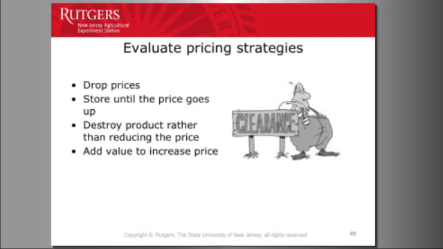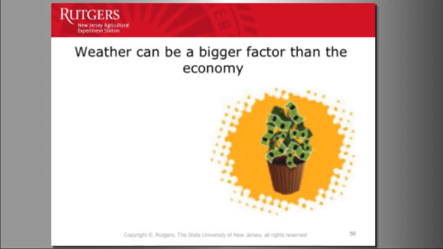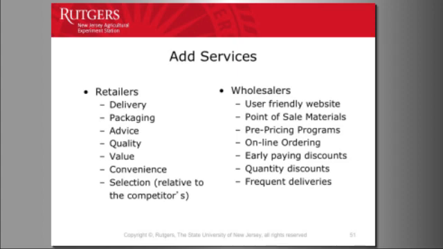That's what I call making lemonade out of the lemons. Just like with Ari and his biofuels, a lot of times in a crisis you come up with something very innovative and profitable. Like I said, weather can be a bigger factor than the economy in this business. Some things you can do are add services for retailers: delivery, packaging, advice, quality, value, convenience, or selection. For wholesalers, you want a user-friendly website, point-of-sale materials, pre-pricing programs, online ordering, early paying discounts, quantity discounts, and frequent deliveries. The list can go on, but those are just some ideas to toss out there.